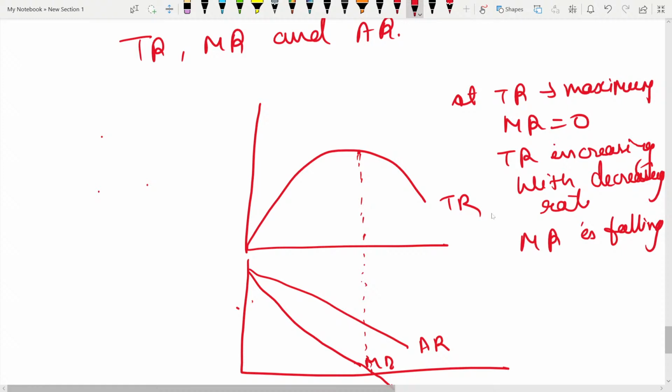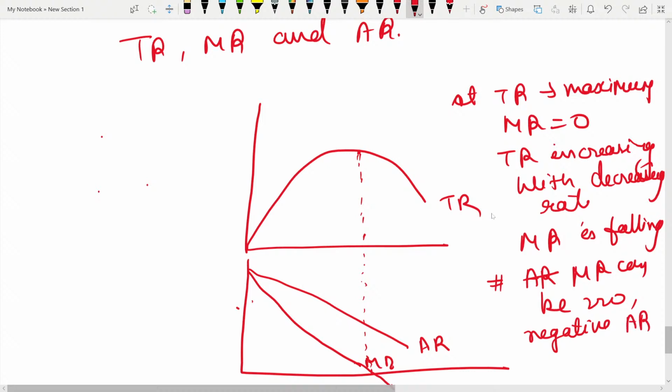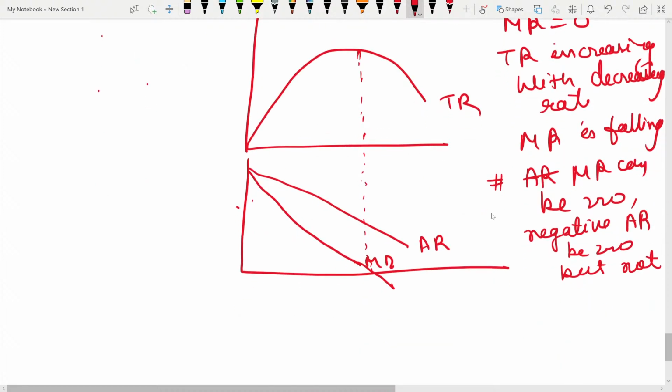And in the final ending of this, we can say MR can be 0, although negative, but AR can be 0 but not negative. Understood? MR can be 0 and can also be negative, but AR can never be negative. When our MR is equal to 0, this is the saturation point.